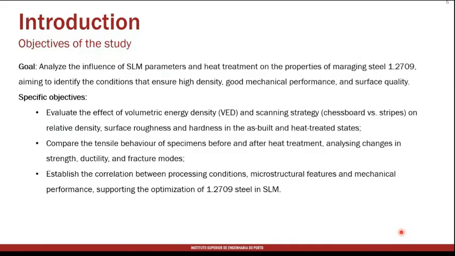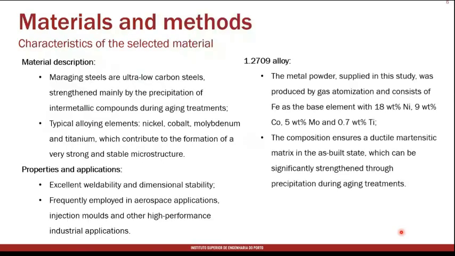In view of this, the main goal of this work is to analyze the influence of the parameters of the process and the heat treatment on the properties of this maraging steel to identify the best conditions in terms of density, mechanical strength, and surface quality. With this in mind, we have specific objectives. Mainly, we want to evaluate the VED, the volumetric energy density, and also different scanning strategies in the fabrication, chessboard and stripe, on all of these parameters.